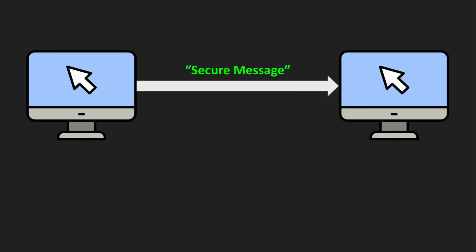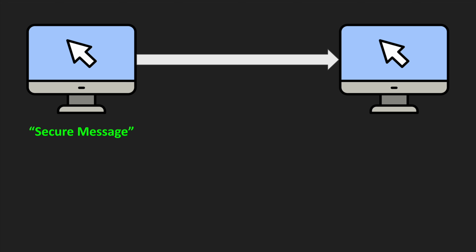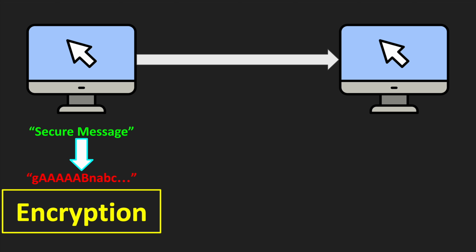Let's say that we want to transfer a secure message from one computer to another computer, but the problem is that the message might be intercepted and read by third parties. To avoid that, we take the message and hide it. The process of hiding the message is called encryption. After encrypting the message, it cannot be read by third parties even if it is intercepted, and we send it over the wire to another computer.